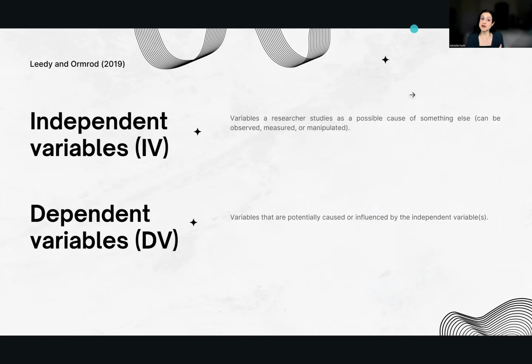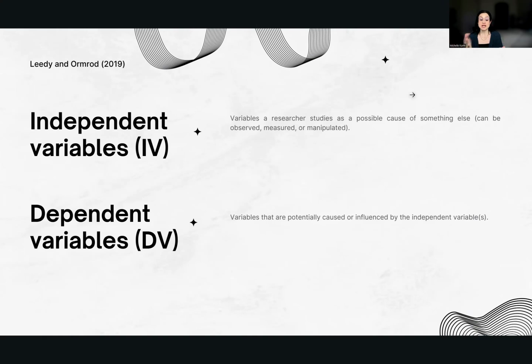Now, I mentioned independent variables and dependent variables a few slides ago, but independent variables are variables a researcher studies as a possible cause of something, okay? These can be observed variables, meaning I'm actually watching the participants. For example, I might be a researcher with my partner, sitting in a park watching acts of aggression with 5-year-old kids. That is observable, okay?